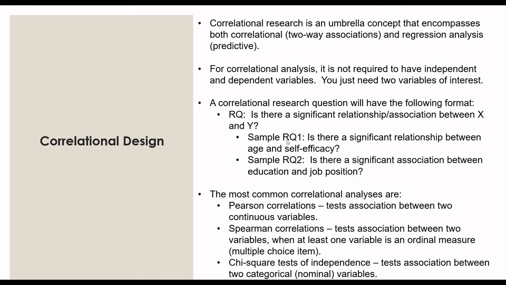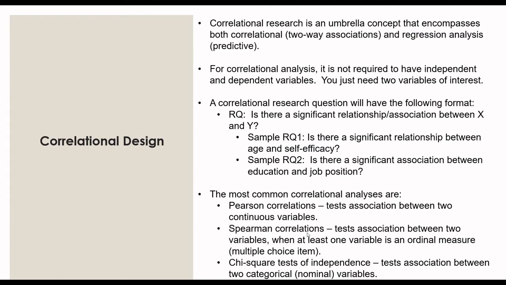So with that understanding, you can determine what analyses you would need to run. So if you have two continuous level variables, you would run a Pearson correlation. And that would likely be for this first sample question. If age was a fill in the blank response where the participants actually entered their age, and self-efficacy is measured through a Likert scale questionnaire, then you would use Pearson correlations.